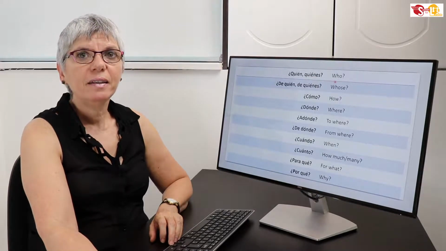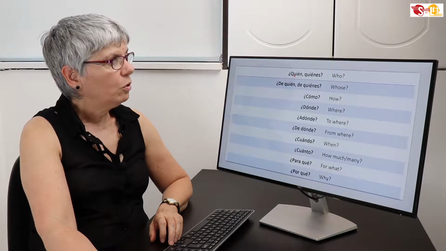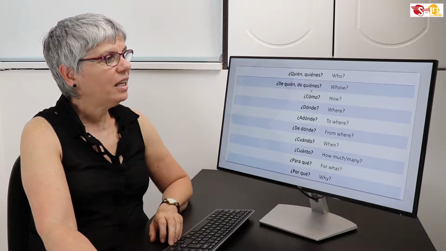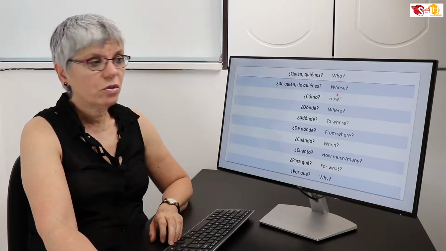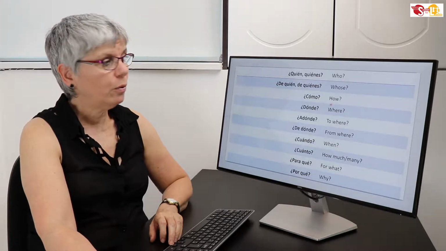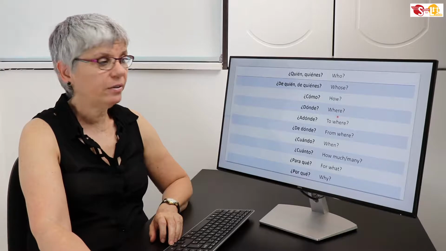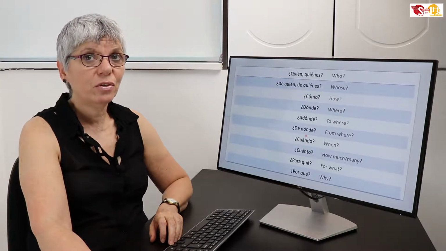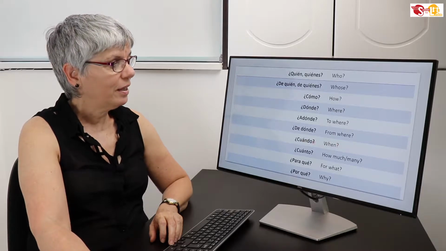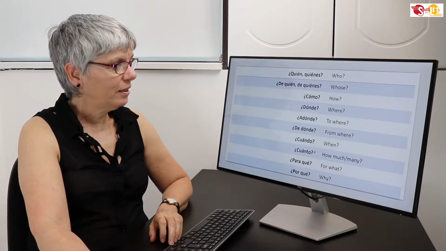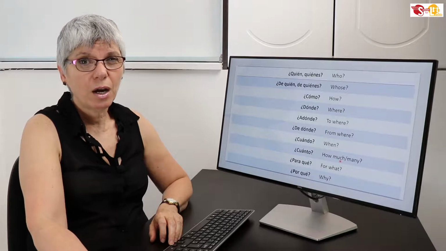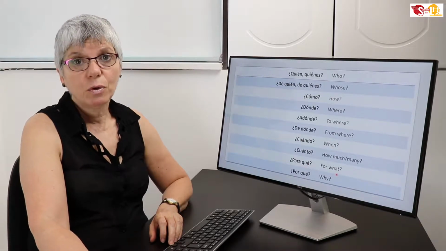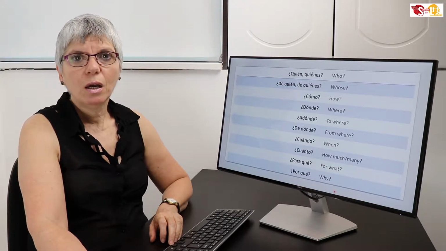¿Quién or quiénes mean who. You have quién for the singular, quiénes for the plural. De quién is whose. ¿Cómo, how, dónde, where. ¿A dónde, to where, and de dónde, from where. Then cuándo, when, cuánto, how much or how many, then we will distinguish this. ¿Para qué, for what, y por qué, why.